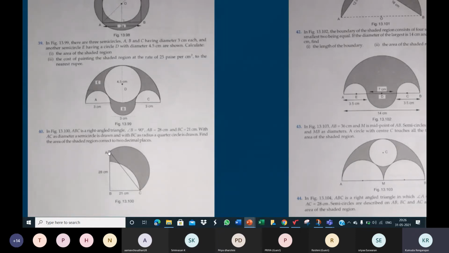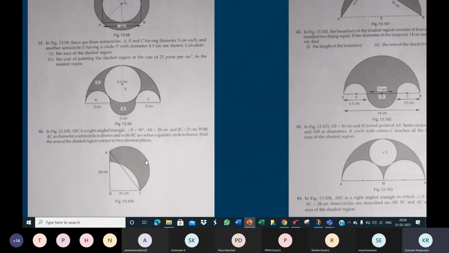The entire thing is as if you have a triangle. I think this one is in the NCERT textbook also. You have a triangle and you have a semicircle with diameter AC. You bring them together, you put them together like this. That is the entire figure: the area of the triangle ABC plus the area of the semicircle with AC as diameter.